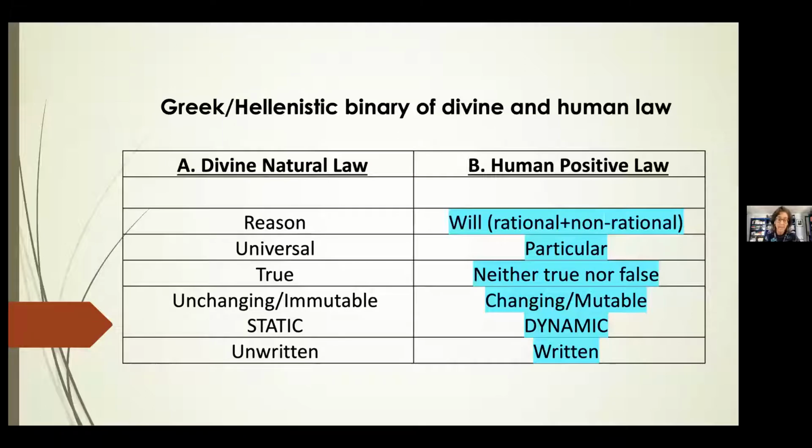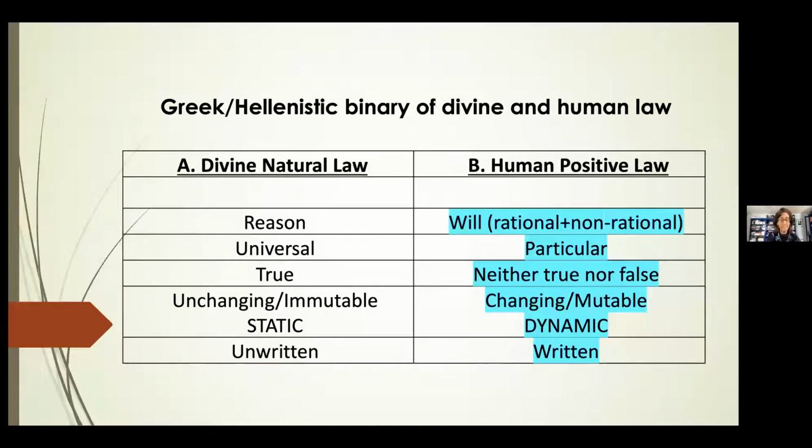So it should be immediately apparent by looking at this chart on your screen that there's a severe mismatch or contradiction between the Greek and the biblical conceptions of divine law. The divine law of biblical tradition possesses most of the features that Hellenistic thought attributed to human law, the items highlighted in blue. Ancient Jews could not help but be aware of this mismatch, and some of them found it very distressing.